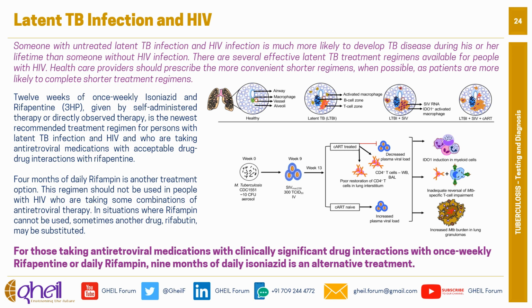This regimen should not be used in people with HIV who are taking some combinations of antiretroviral therapy. In situations where rifampin cannot be used, sometimes another drug, rifabutin, may be substituted. For those taking antiretroviral medications with clinically significant drug interactions with once-weekly rifapentine or daily rifampin, 9 months of daily isoniazid is an alternative treatment.